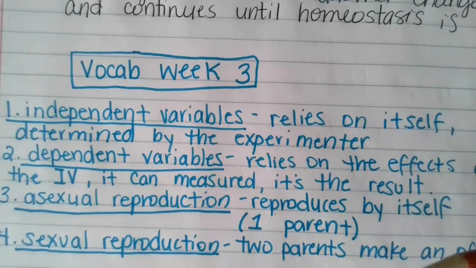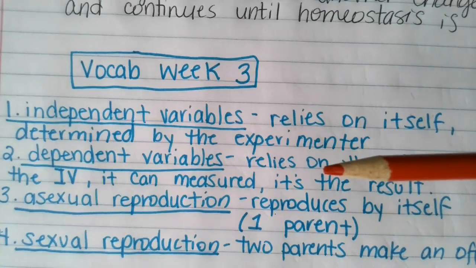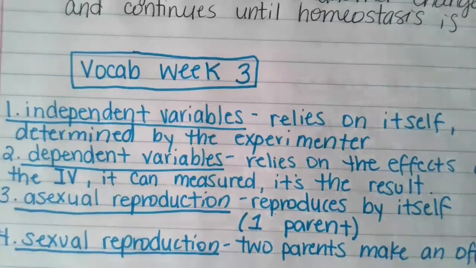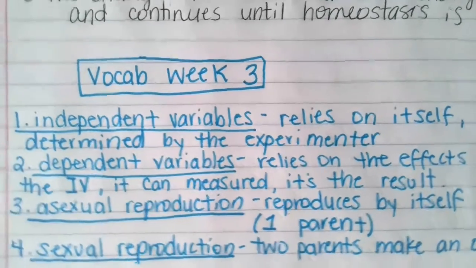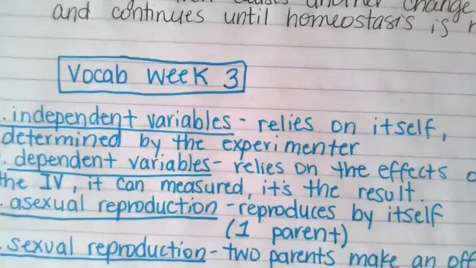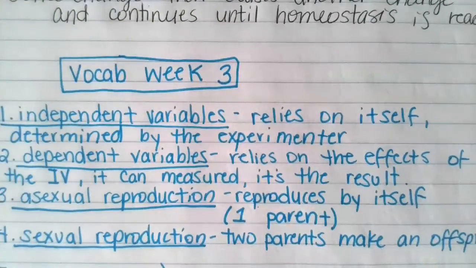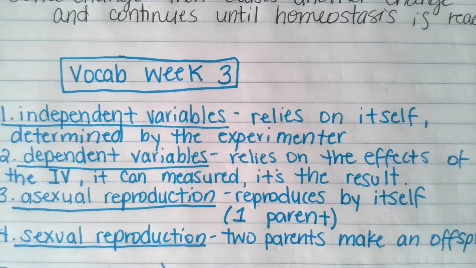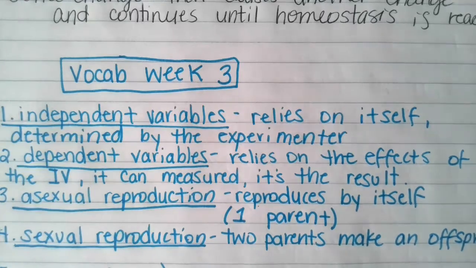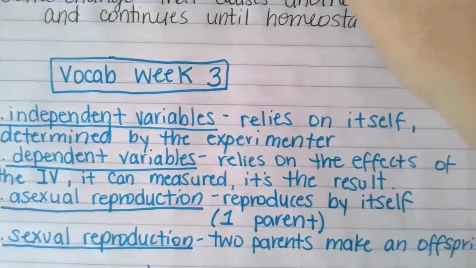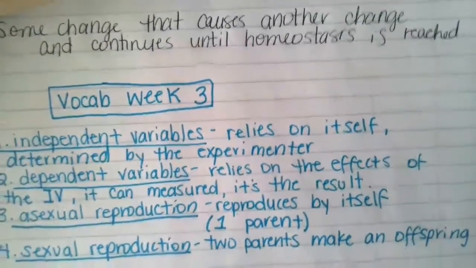What does that say? Where? Sexual. Oh, yeah. So we're here next on asexual and sexual reproduction. Asexual reproduction reproduces by itself. It's one parent. However, the sexual reproduction aspects of things does not mean that it's sexual intercourse. What we're talking about is it takes two parents to make an offspring. I'm going to move this over a little. Two parents make an offspring.